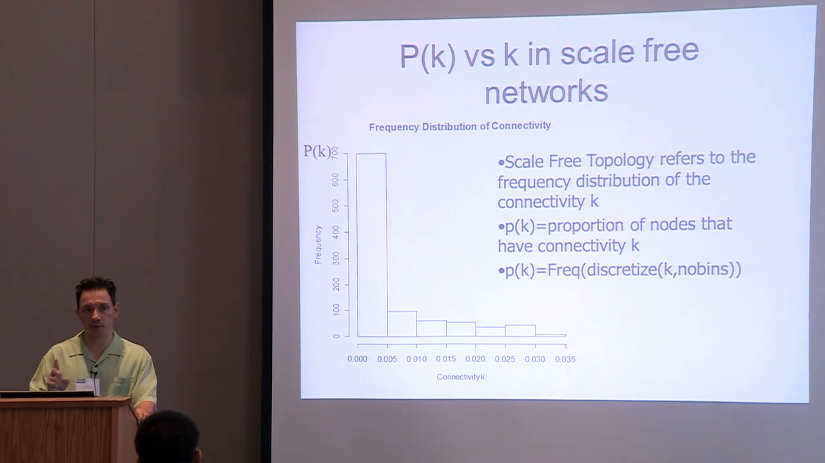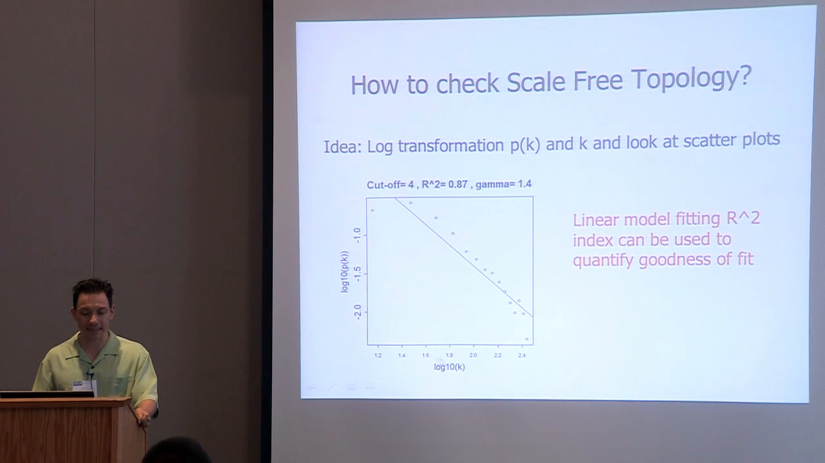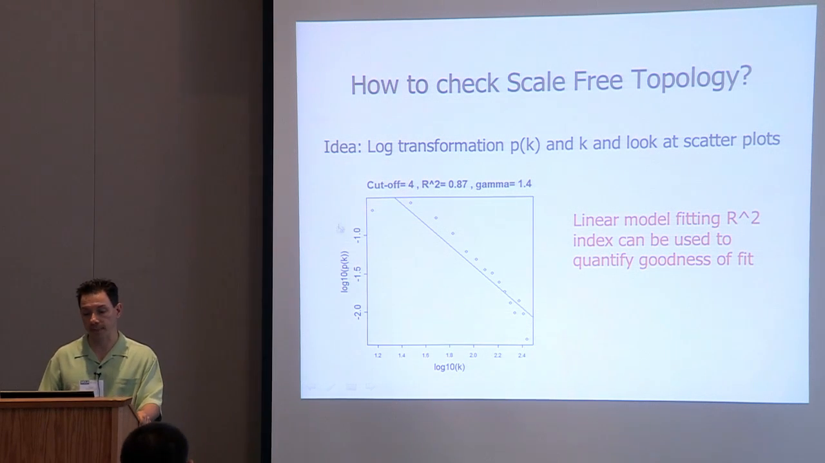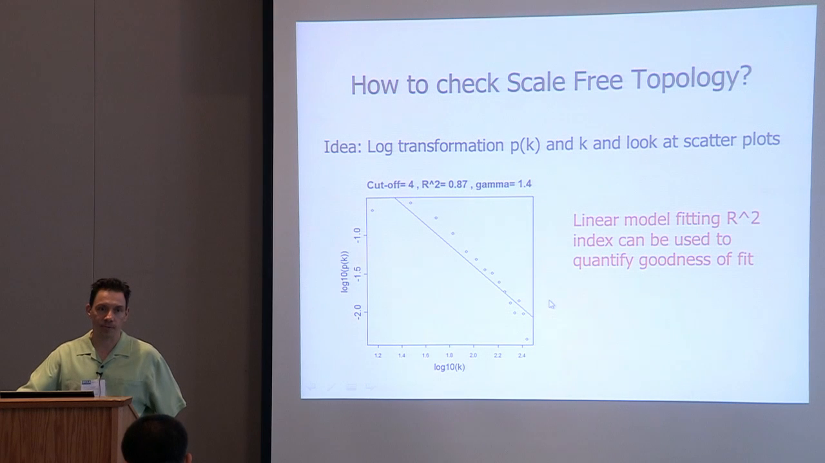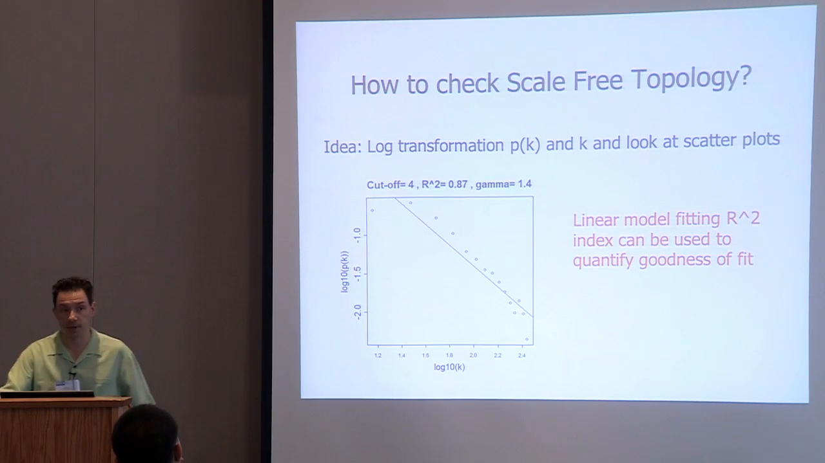Let me give you a more precise definition. Notice here I plot connectivity versus frequency of connectivity. What one typically does is create this plot on the log scale: logarithm of the connectivity versus logarithm of the frequency. And if you get a straight line relationship, then we would say the network satisfies scale-free topology. That's a more precise measure.